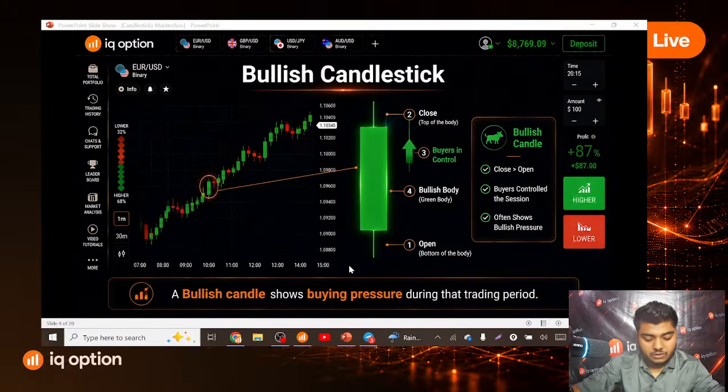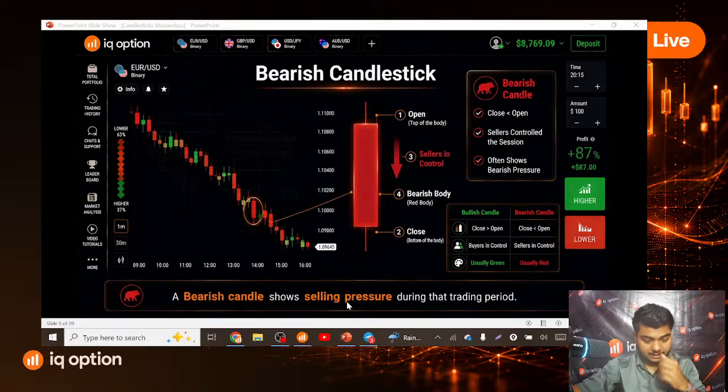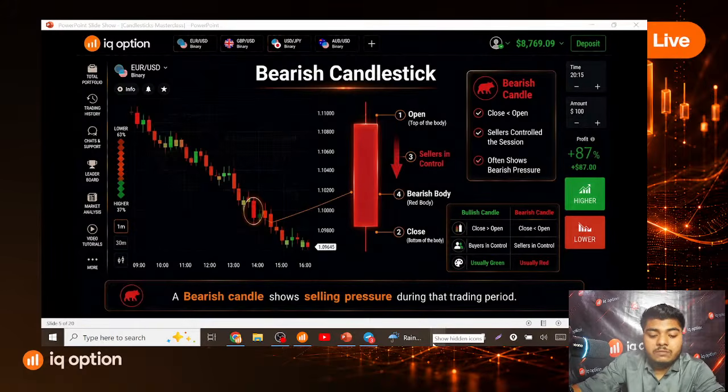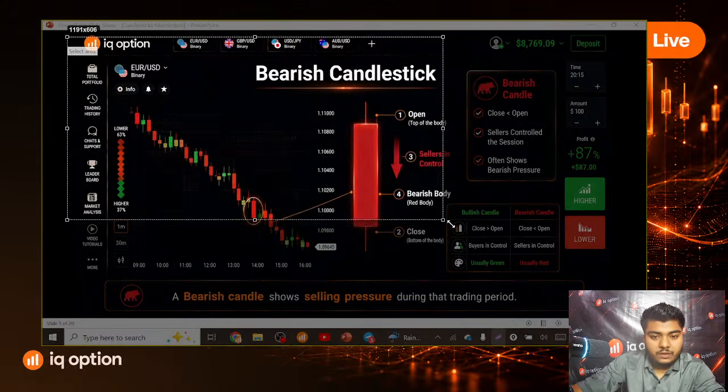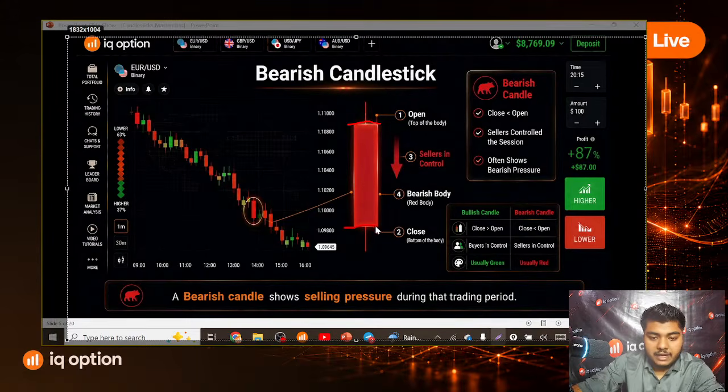So let's move to the next topic. Our next topic is about a bearish candlestick. As we already discussed, a bearish candlestick forms when the closing price is lower than the opening price. This is the opening price of this bearish candle. This is the closing price of the candle. So the price opened here, closed here.